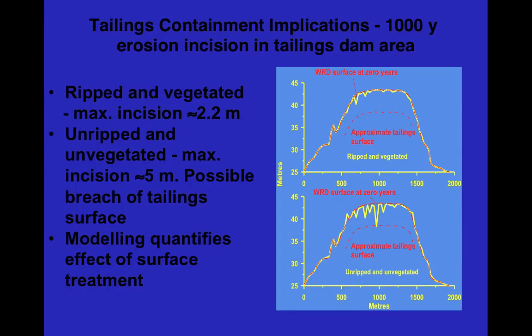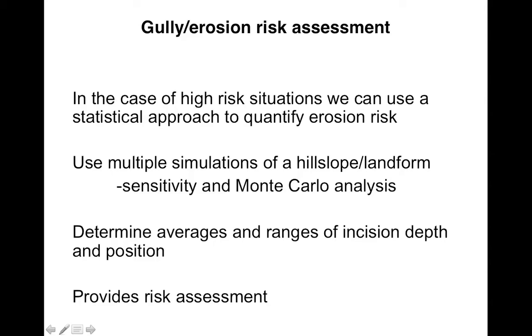Okay, so here's an example of that. The tailings containment implications, right? So let's say our tailings were buried below this dashed line, right? And they're radioactive and we have to worry about them in 1,000 years. The scenario 2 with the ripped and vegetated is shown in the top here, and the other scenario, unripped and unvegetated, is shown in the bottom one here. And we can see that in some places erosion was deep enough to get into those tailings and then start to mobilise some contaminants that we were worried about.